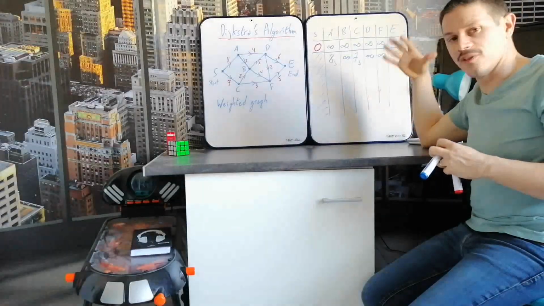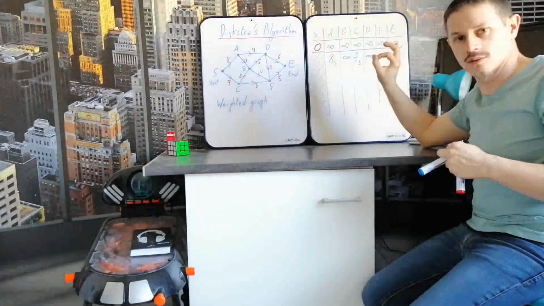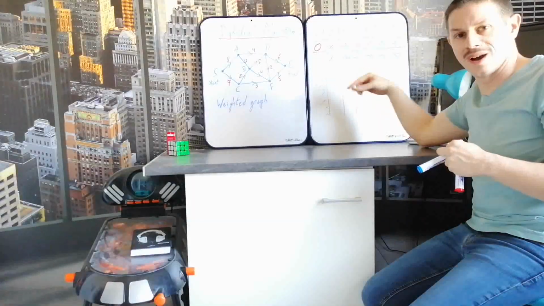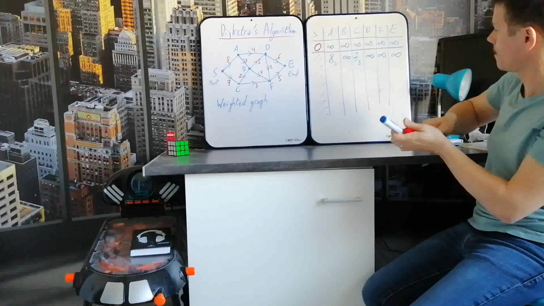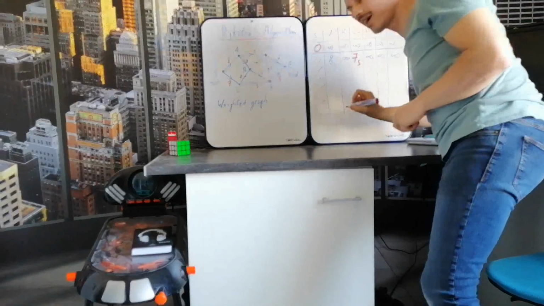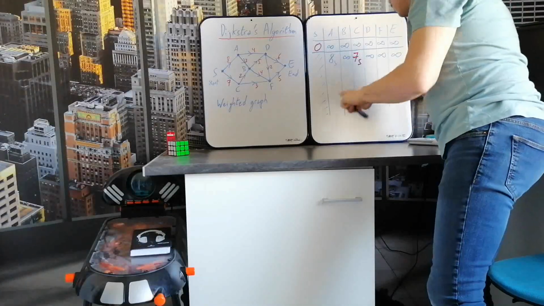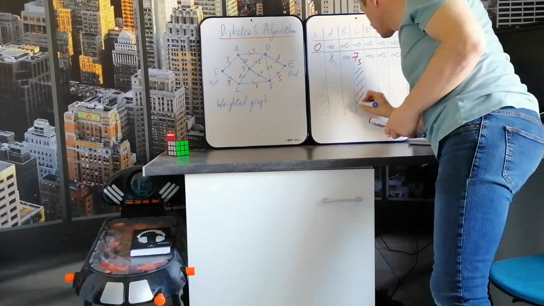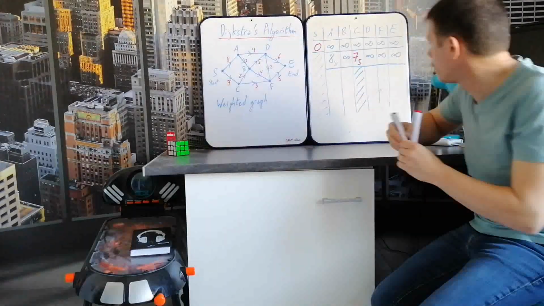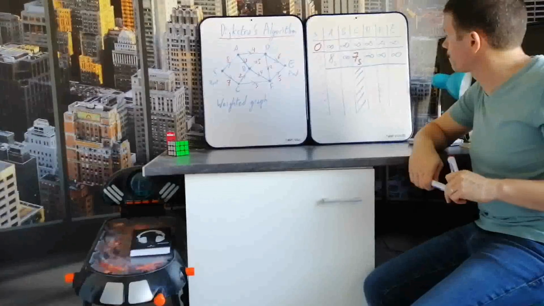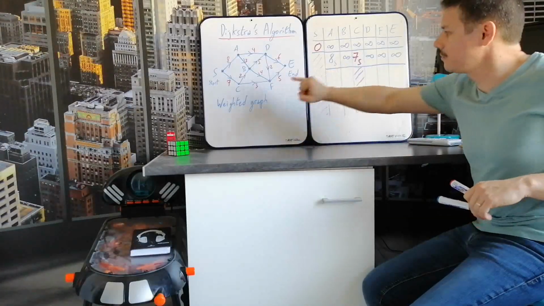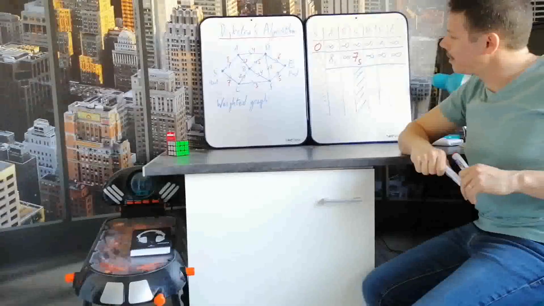At the end of every line, I will choose the smallest number to be my next vertex. So here is my next one. I won't need the C column anymore, and here I will write my new line. I am now at the C vertex.